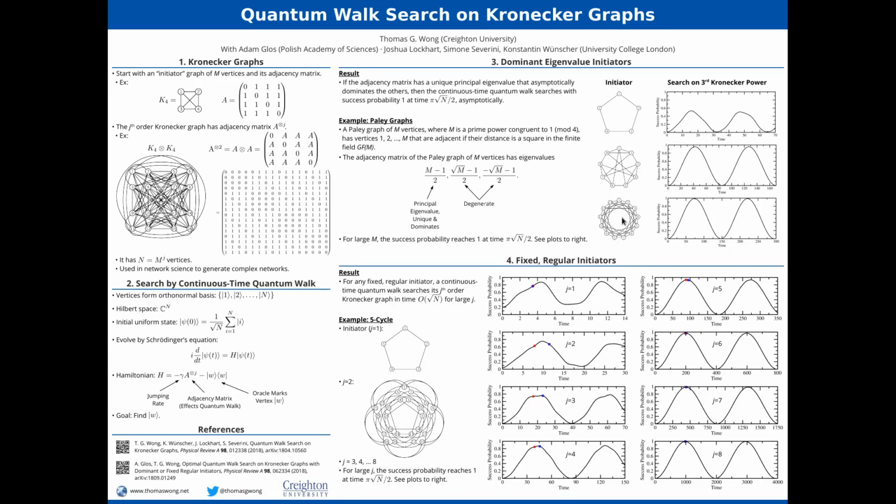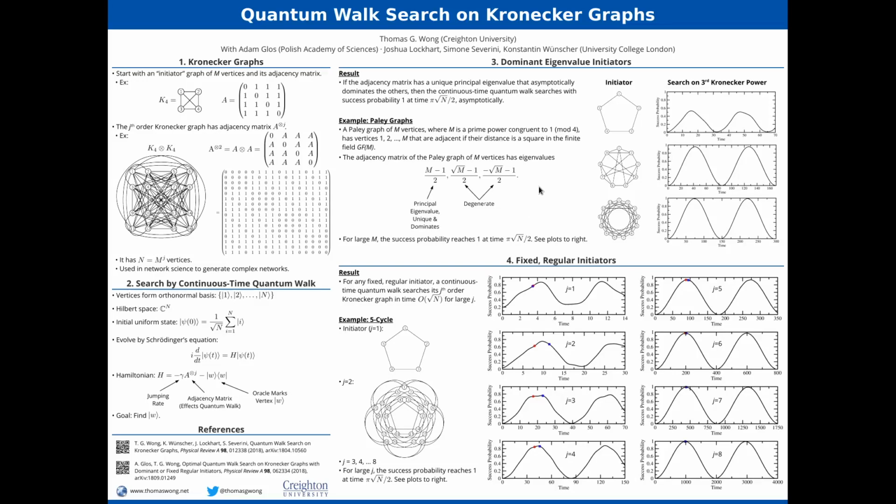As we get bigger in the initiator, then if we do search on the third order Kronecker power of that, the success probability is now very close to 1, and it gets closer and closer to 1 as you go up in your Paley graph. And so this time at which the success probability is basically 1, this time here is pi root n over 2. So we search in order square root of n time, which is the fastest that a quantum computer can possibly search. So we get optimal search in this case.